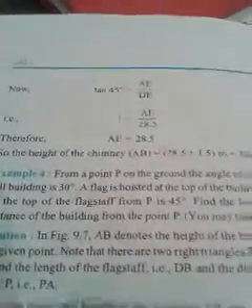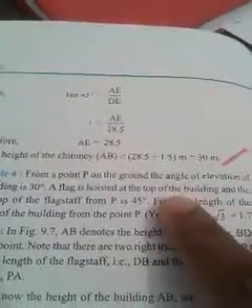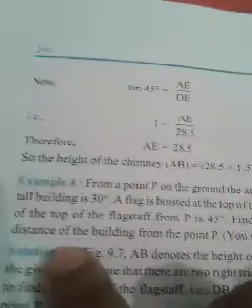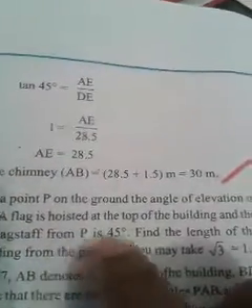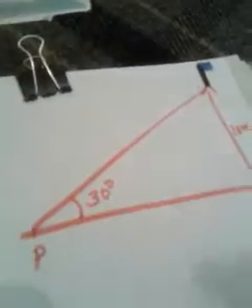Then read the next line: a flag is placed at the top of the building, and the angle of elevation of the top of the flag from the same point P is 45 degrees. That means, first of all, the observer at P has seen the top of the building.